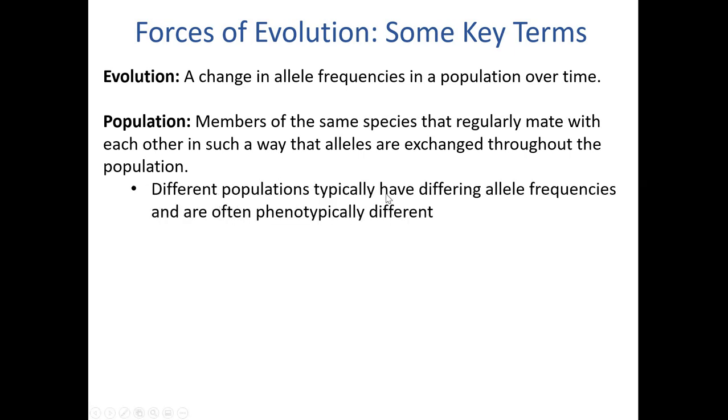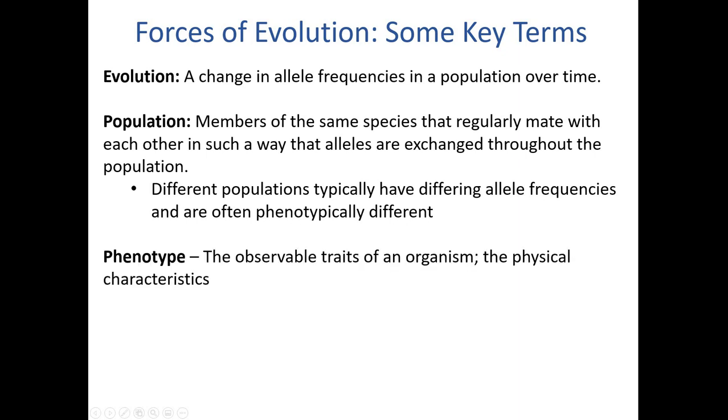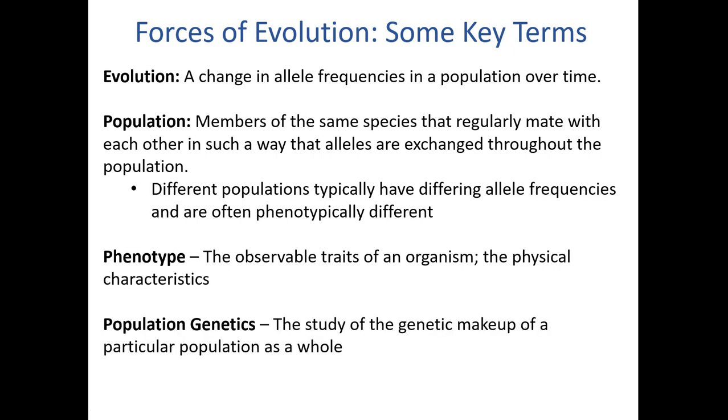It's important to note that different populations typically have differing allele frequencies, and they're often phenotypically different, right? So while they're within the same species, they can look somewhat different from one another. You can also think of people from Eastern countries versus Western countries as another example of different populations that have somewhat phenotypically different traits. And yet we can still, of course, interbreed. The phenotype is the observable traits of an organism or the physical characteristics. Population genetics is the study of the genetic makeup of a particular population as a whole, and the gene pool is the alleles within a specific population.